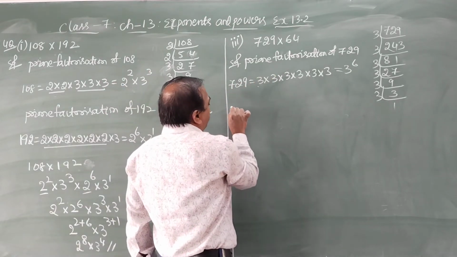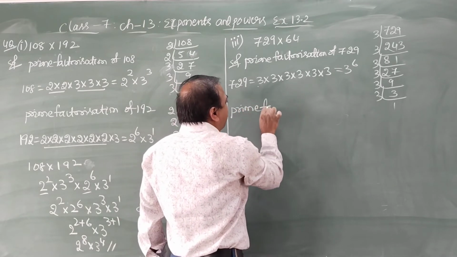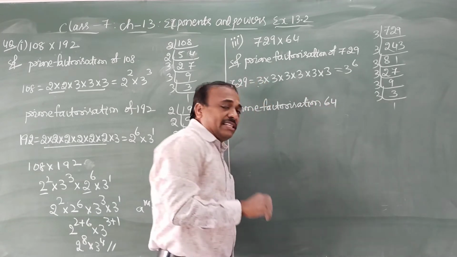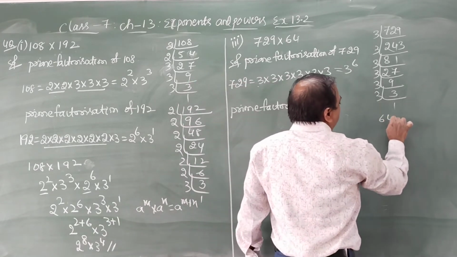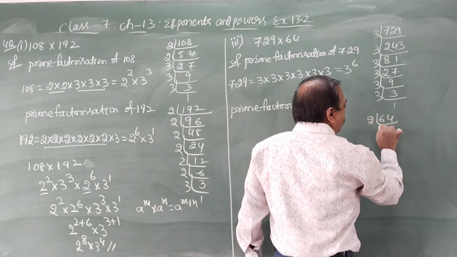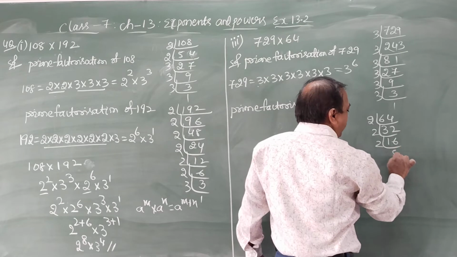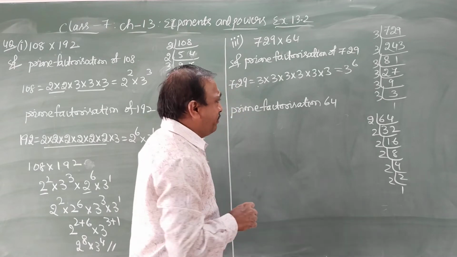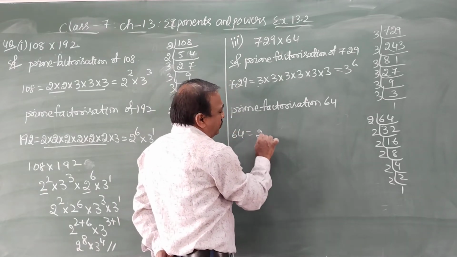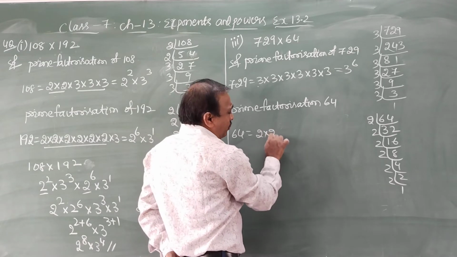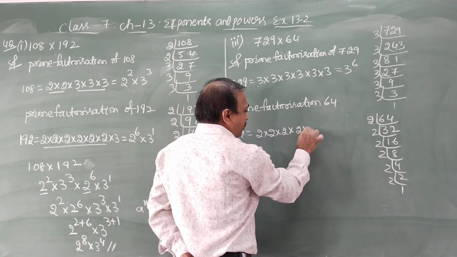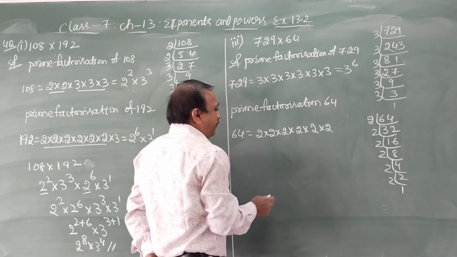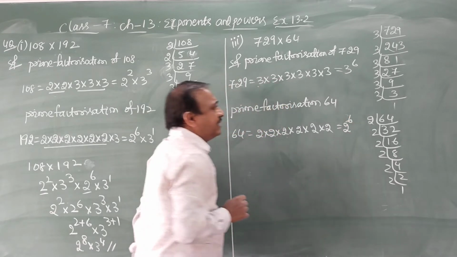Let us write the prime factorization of 64. 2 32s are 64, 2 16s are 32, 2 8s are 16, 2 4s are 8, 2 2s are 4, 2 1s are 2. So 64 could be written as 2 into 2 into 2 into 2 into 2 into 2. Total 6 times we have, which you can express as 2 to the power 6.